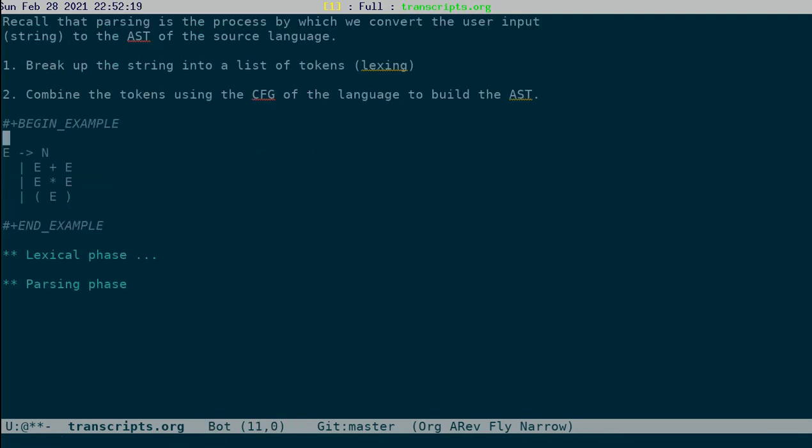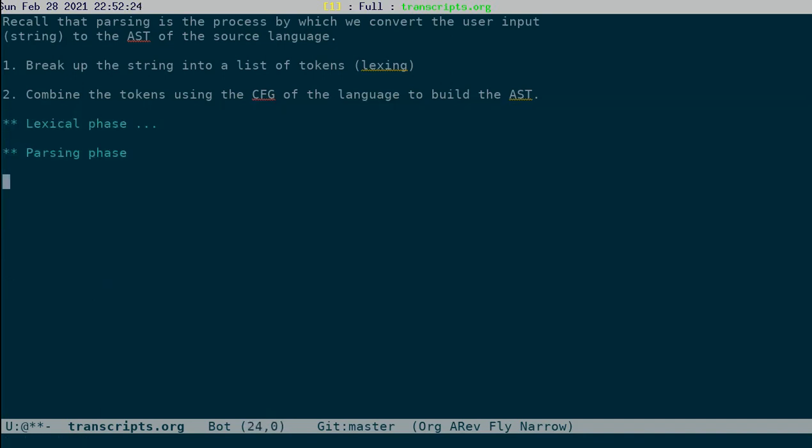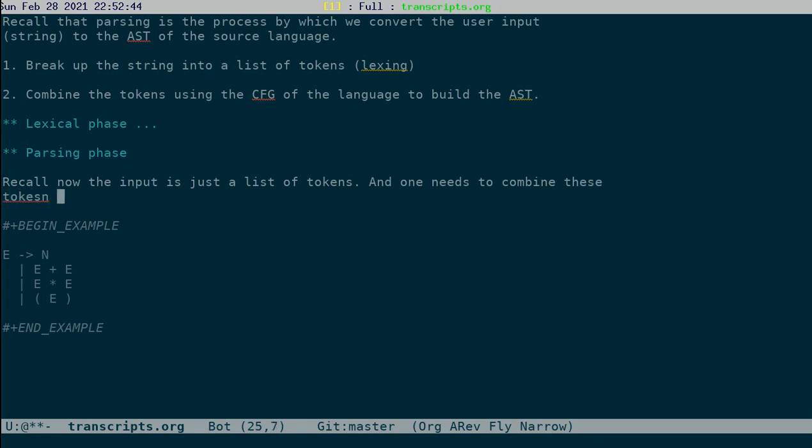So let's come back to this grammar. Recall that now the input is just a list of tokens, and one needs to combine these tokens and build the parse tree, or AST. So what do we mean by that?